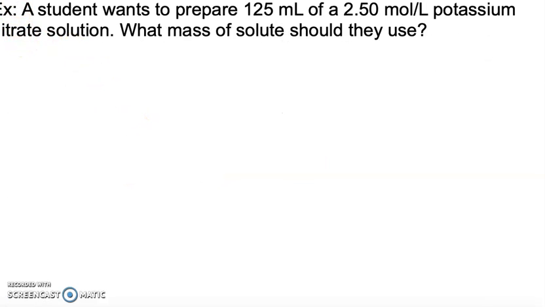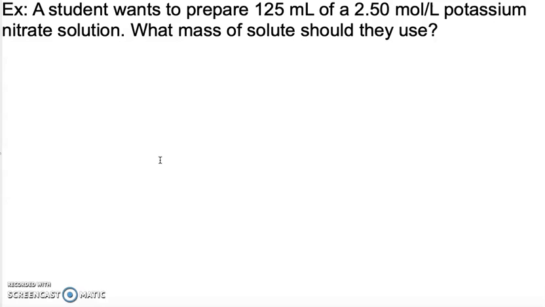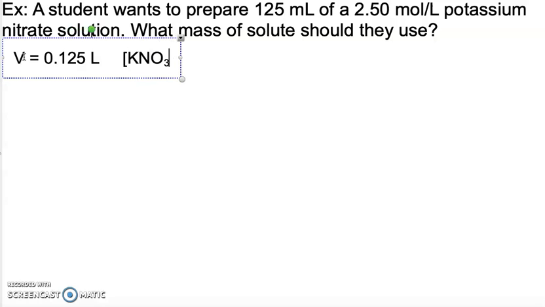Okay, so here's another example. Okay, more or less the exact same type of question. So a student wants to prepare 125 mL of a 2.50 mole per liter potassium nitrate solution. What mass of solute should they use? So givens-wise, we've been given a volume of 0.125 liters. Okay, we've also been given a concentration of potassium nitrate as 2.50 moles per liter.